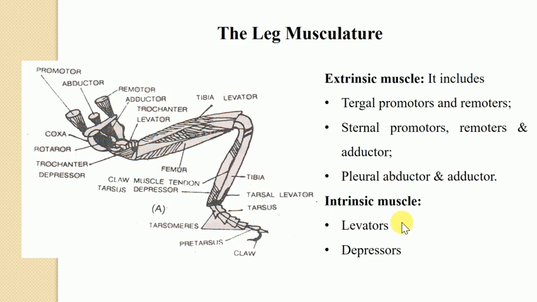Intrinsic muscles are again of two types, the levator muscles and the depressor muscles. So here you can see levator and depressor muscles in each and every segment, as they are inserted in all the segments of the leg other than the coxa. Means you can easily remember extrinsic muscles only belong to the coxa, while intrinsic muscles, that is levator and depressor muscles, are found in all the remaining segments of the insect leg, that is trochanter, femur, tibia, tarsus, pretarsus.